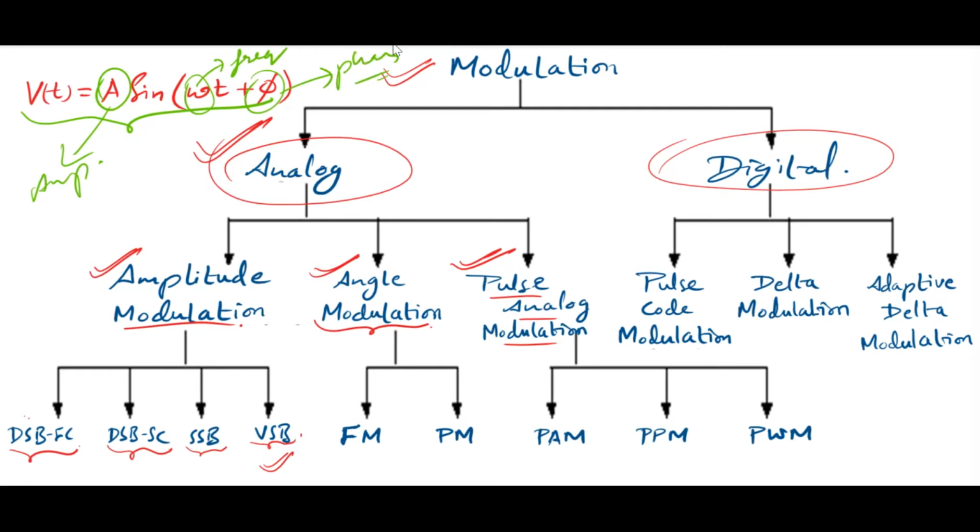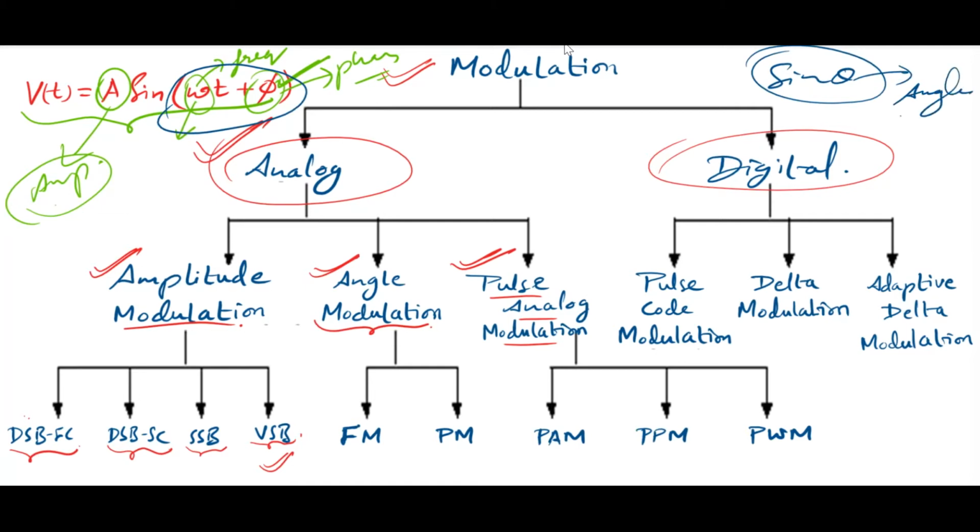Whenever we want to modulate on the basis of amplitude, that becomes amplitude modulation. Whenever we change this thing, it becomes frequency modulation, and whenever we alter this thing, it becomes phase modulation. Now if you notice, this is of the form sine theta, where theta is the angle. So if we vary any of these parameters, either omega or phi, it will become angle modulation.